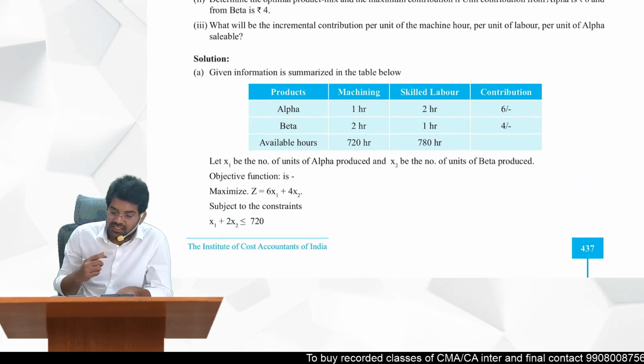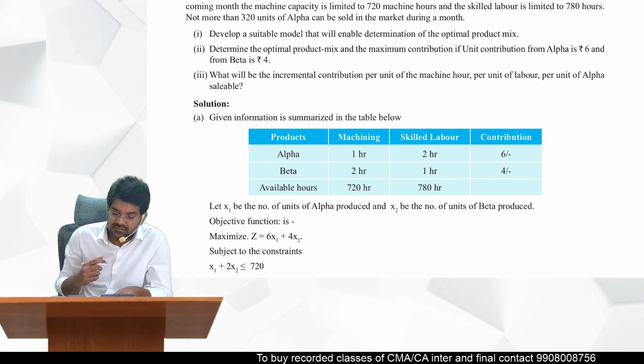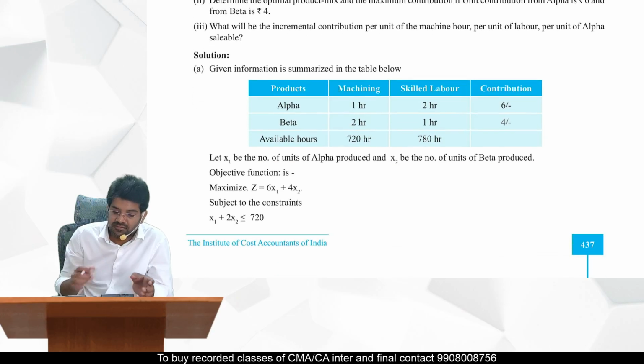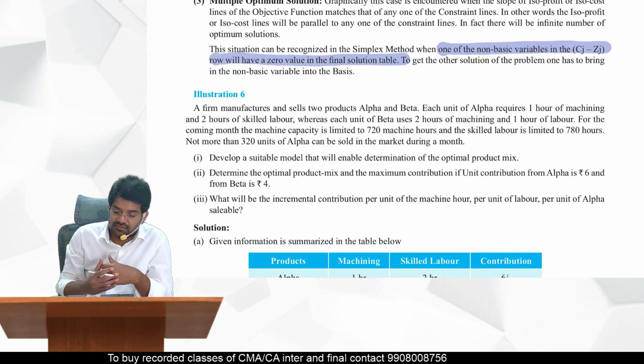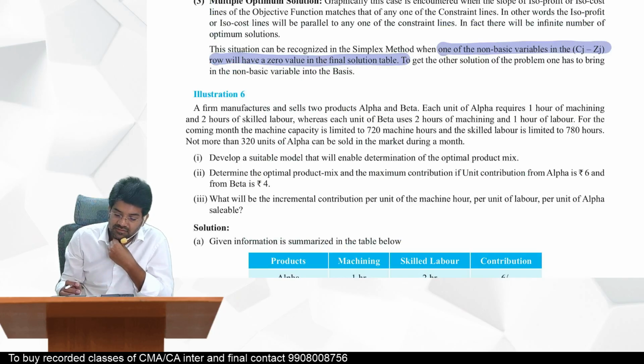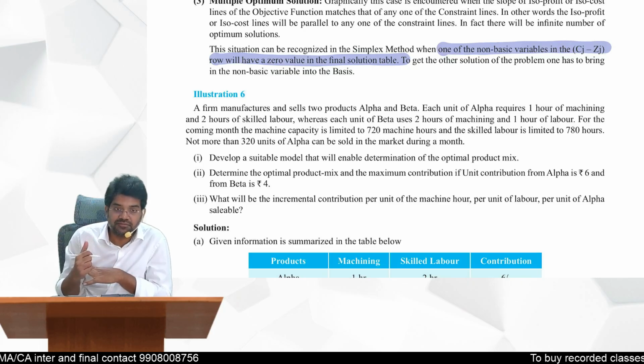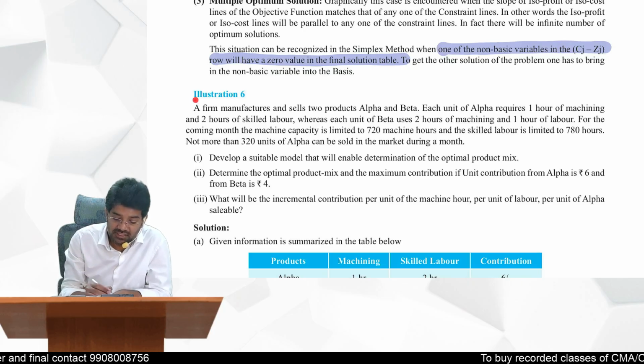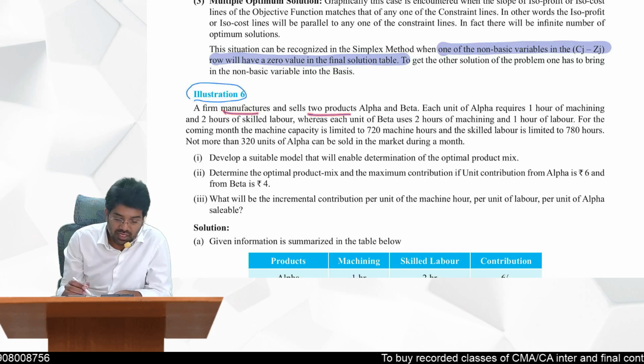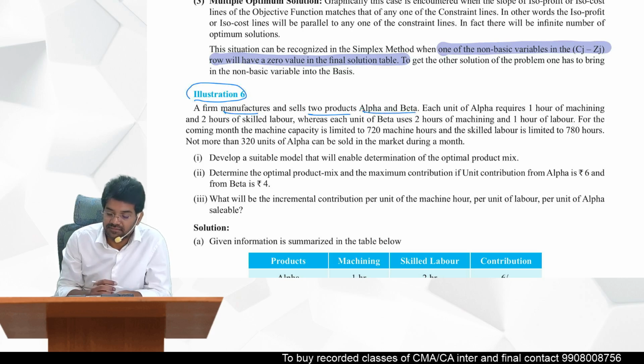So let us use this question now. Illustration number 6 is your simplex method only. Illustration number 6. A firm manufactures and sells two products, alpha and beta.